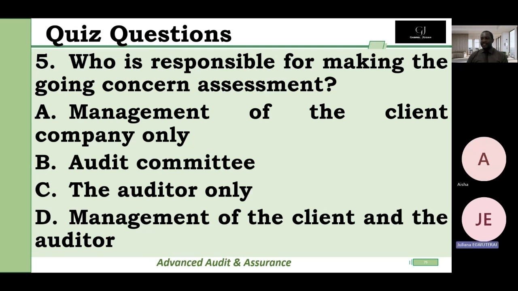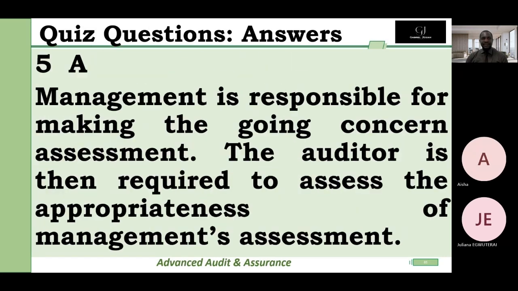It's management that will make the assessment and give him in writing that this company will be a going concern in the foreseeable future. It's not the auditor that will do the assessment. So responsibility is with management, not with the auditor. So take note of that. So let's look at the answer again, number 5. Yes. Management is responsible for making the going concern assessment. The auditor is then required to assess the appropriateness of management's assessment. His is just a review now. He's not the one running the company, so he should assess the appropriateness of management's assessment.